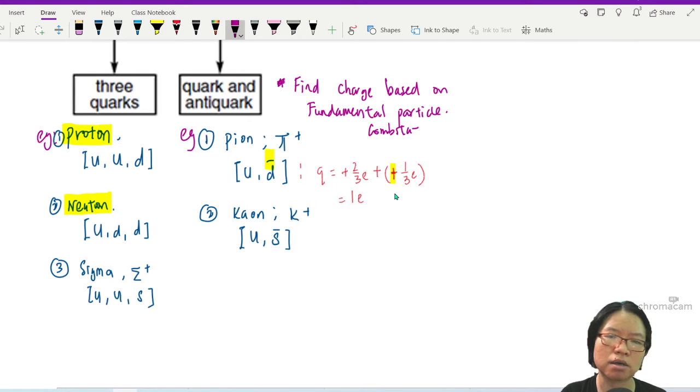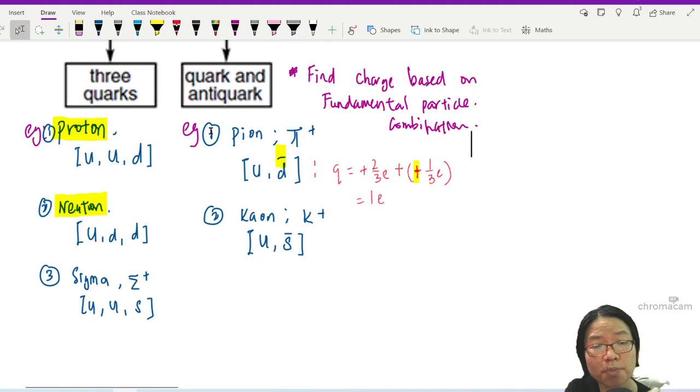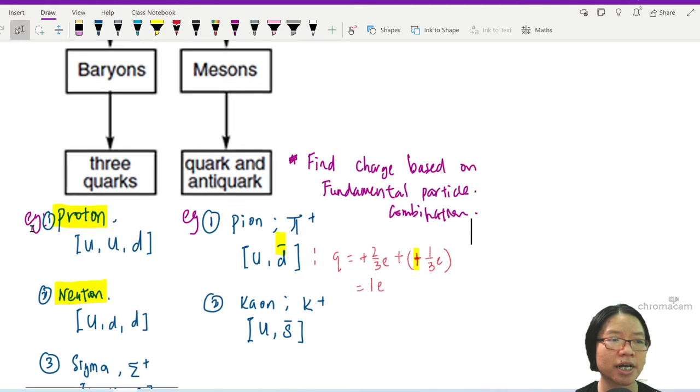For the fundamental particle combination, whether it's particle or anti-particle. All right, so this is what you need to do, not so much to memorize the composition. Normally, they will give you the composition and ask you to deduce the charge, or they can give you the charge and ask you what is the other part. All right, so this is the classification.